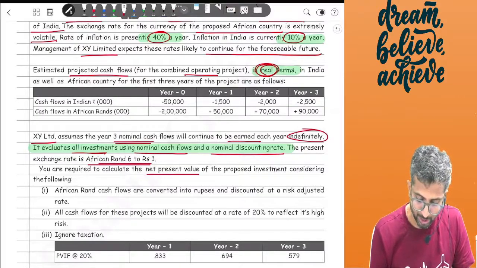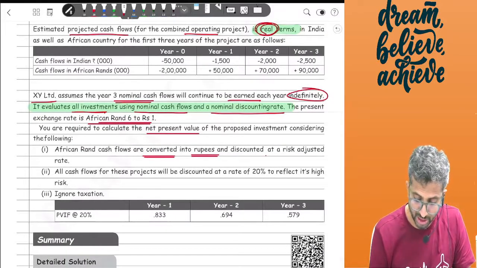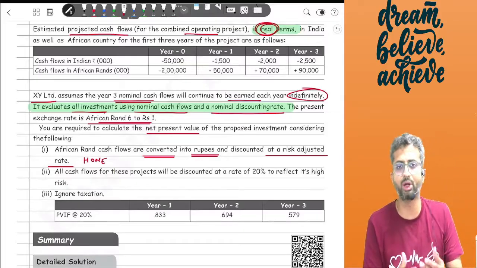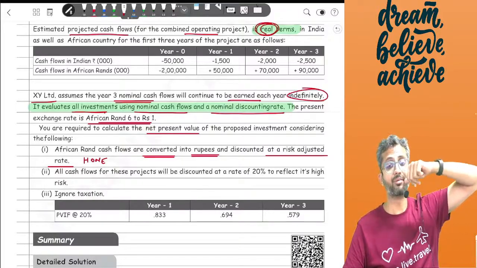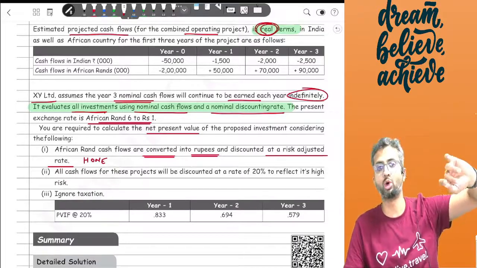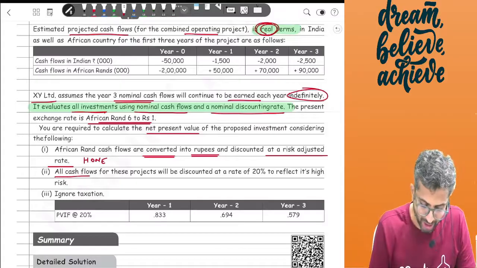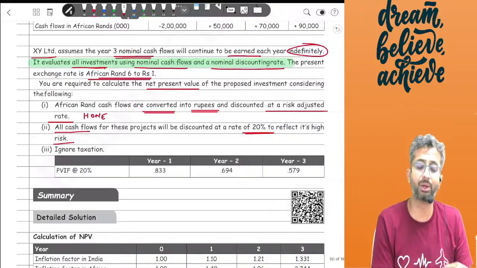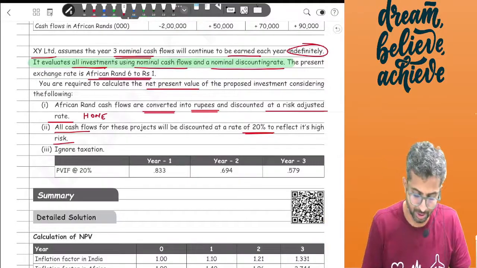You are required to calculate the NPV of the investment considering the African Rand cash flows are converted into rupees and discounted at a risk adjusted rate, which means this is the home currency approach. This language says that you have to solve using the home currency approach. Why? Because the question says, yes, nominal cash flows, but nominal cash flows can be in any currency. Well, nominal cash flows, you have to take it in your home currency and then find. So you are using the home currency approach. All cash flows will be discounted at the rate of 20% to reflect the high risk. Assuming that this 20% is the Indian currency nominal discount rate, consistently done in the IFM chapter. Ignore taxation.